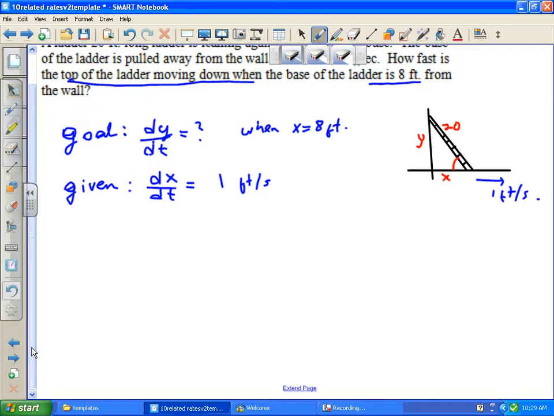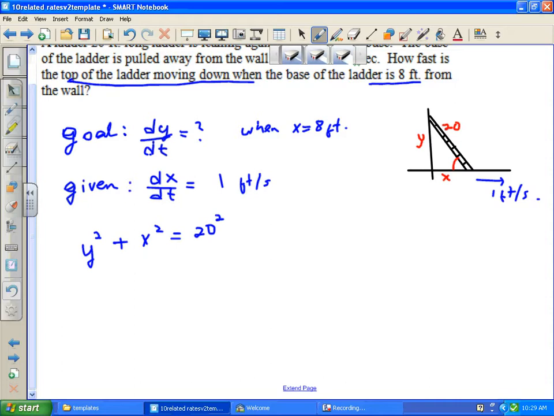Once again, at any given moment, you have a right triangle. Believe me, we'll get to examples that don't use the Pythagorean theorem, but this one still uses it because you have a right triangle. Maybe 50% of the questions in this section use it. So we have, once again, an equation that relates all the variables: y squared plus x squared equals 20 squared, or 400.